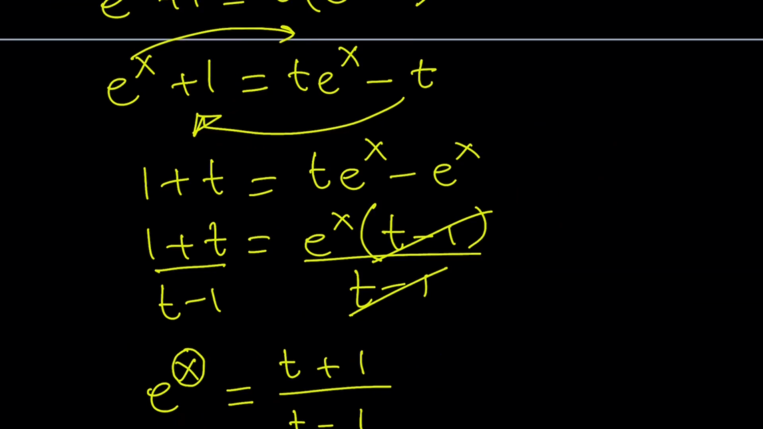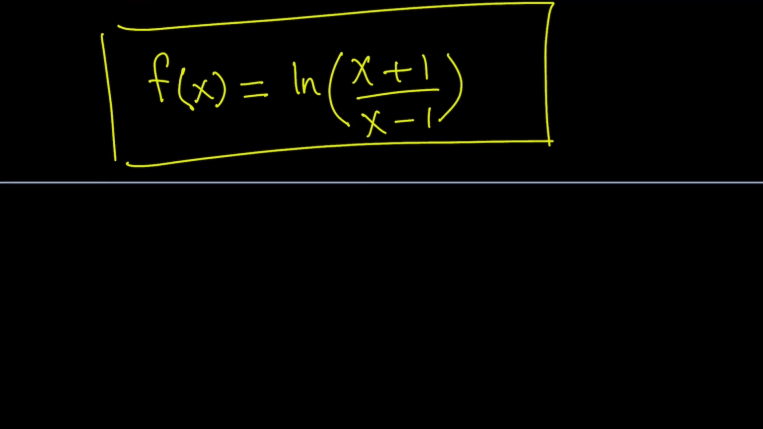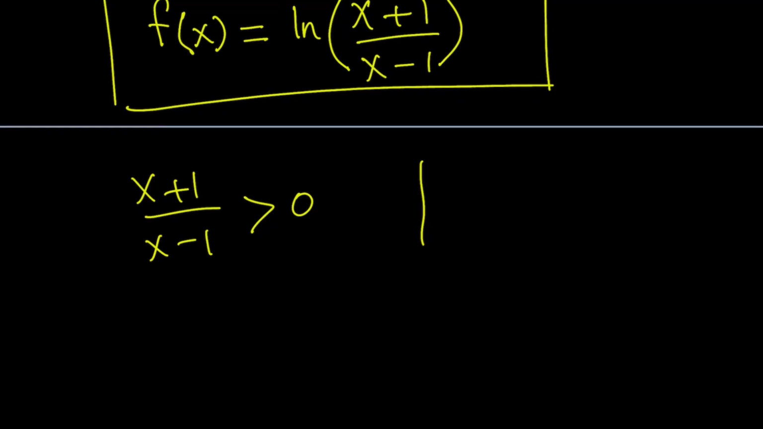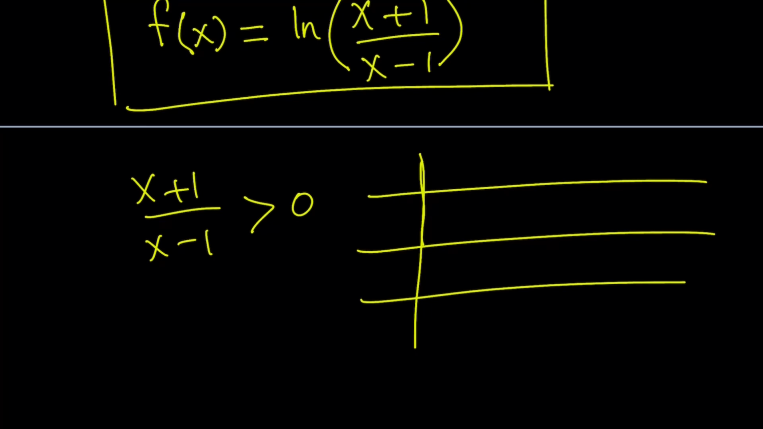Okay, so let's go ahead and take a look at this function here. (x plus 1) over (x minus 1) needs to be greater than 0. That's the only restriction we have, and you can easily solve for it by making a table of values like this, 3 rows, x plus 1 here, x minus 1 here. The roots are -1 and +1. This is the -1, this is the +1.